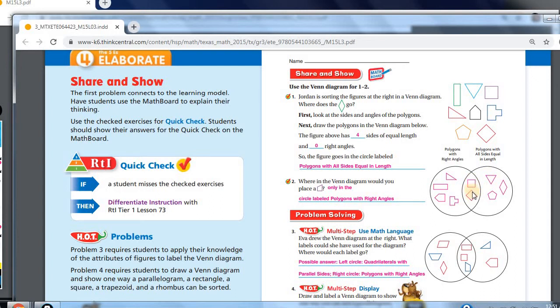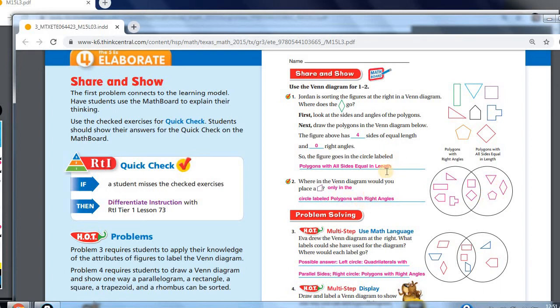And these, the square and the rhombus, are both polygons with right angles, and they also have all sides of equal length. Okay? Where in the Venn diagram would you place the trapezoid? Well, it can only go in the circle for polygons with right angles, because the trapezoid does not have all sides of equal length. You see that? Does not.